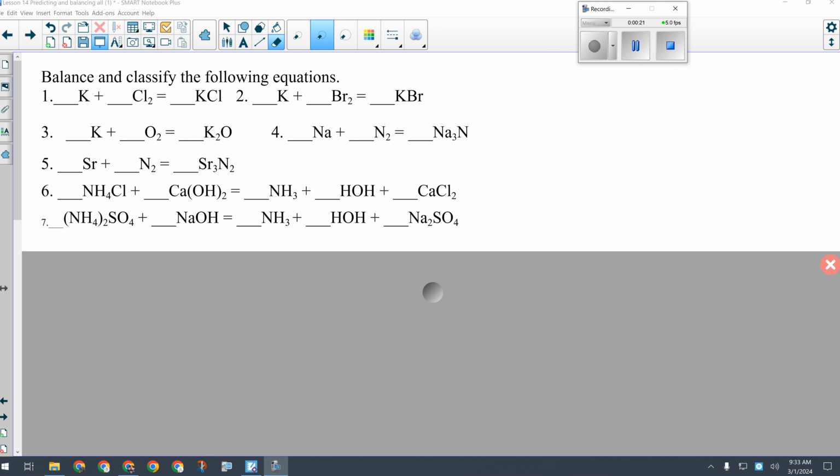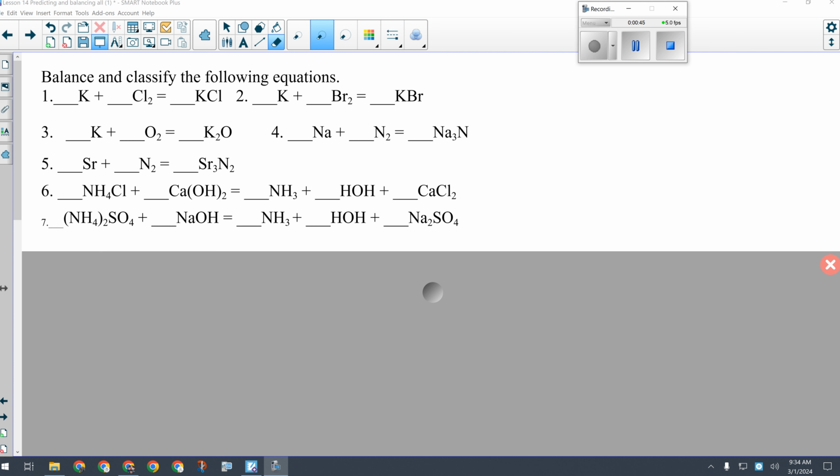So the tip I will give you for helping you out with these is that you may have to track elements individually, even if they're part of a polyatomic ion. Because in 6 and 7, there are polyatomic ions, but one of them breaks up and goes into 2 different places, like what happened in the first reaction in your reactions lab yesterday.